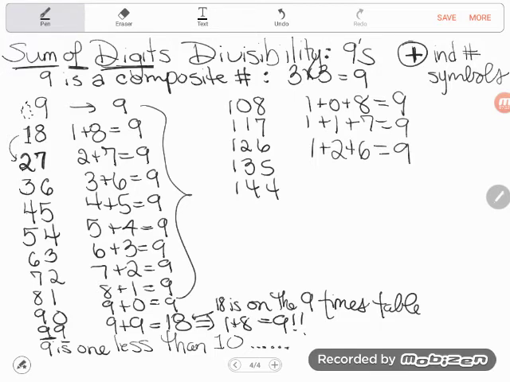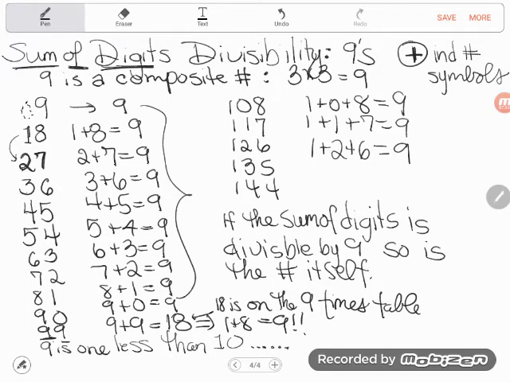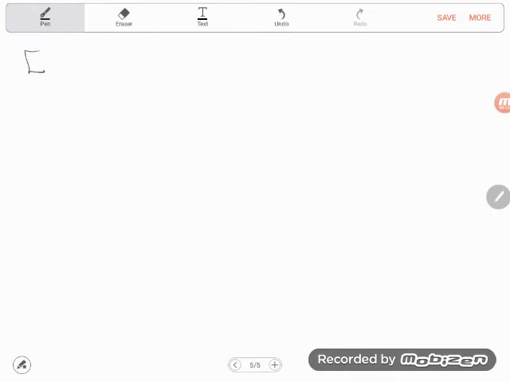Wonderful, wonderful rule we can develop. Basically, if the sum of digits is divisible by 9, so is the number itself. If the sum of a number's digits is divisible by 9, so is the number. Very nice. So, that being said, let's apply this to some GED math problems.